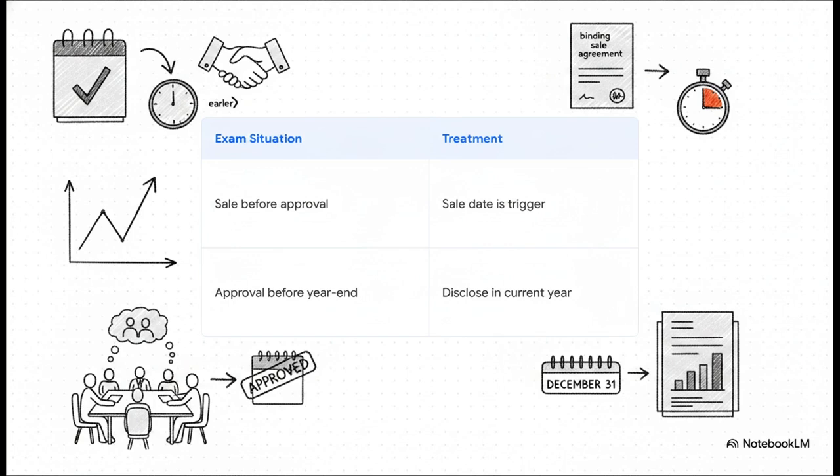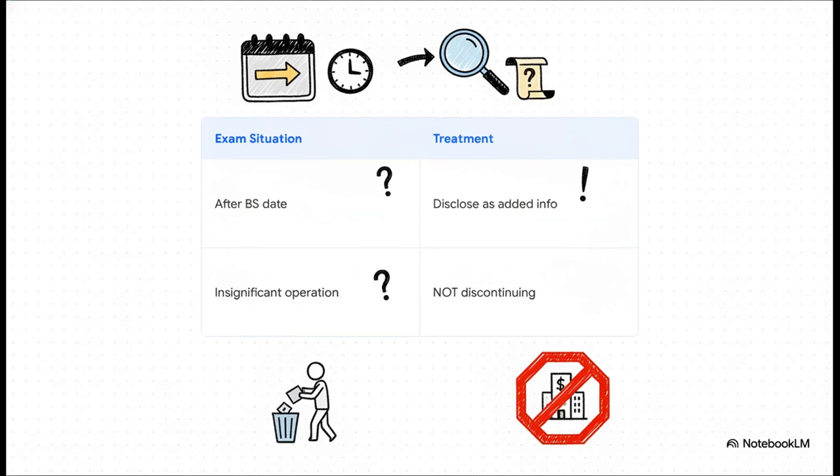Conversely, if the board approves a formal plan before the year end but a sale agreement hasn't been signed yet, then the board approval is the initial disclosure event, and you absolutely must disclose it in the current year's financial statements. Next tricky scenario. What if the initial disclosure event occurs after the balance sheet date but before the financial statements are actually approved? Well, you treat it exactly as an event occurring after the balance sheet date, as per AS4. You provide the disclosures as additional information in the notes, but again, and I can't stress this enough, you do not restate the primary statements.